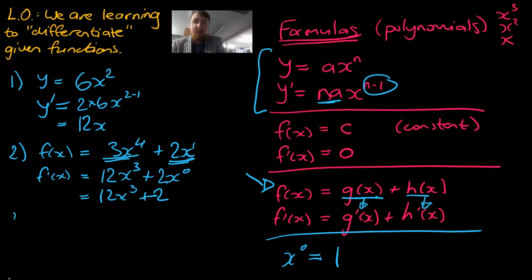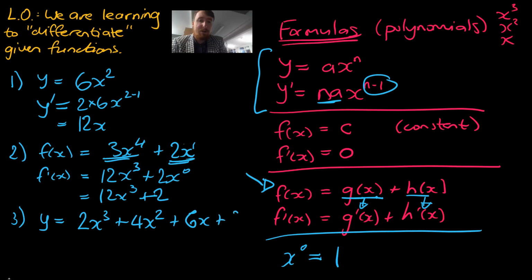Okay. So let's have a look at 3. Let's do y. So y is equal to 2x cubed plus 4x squared plus 3. Or actually, let's make this harder. Let's go 6x plus 3. So we've got a big equation that's got 4 parts. And what we're going to do is we need to use this formula down the bottom. And we're going to differentiate each part individually.